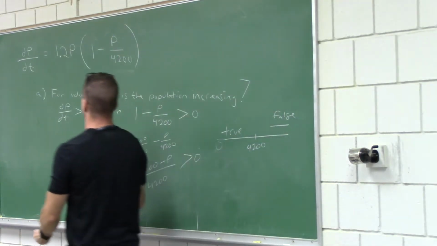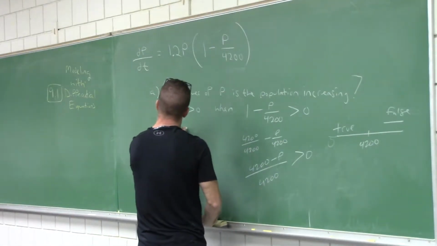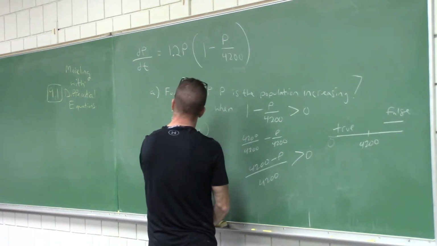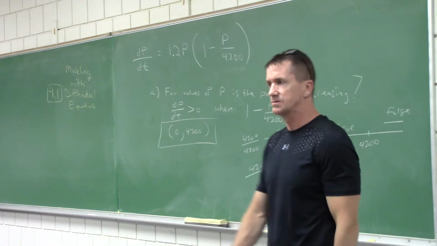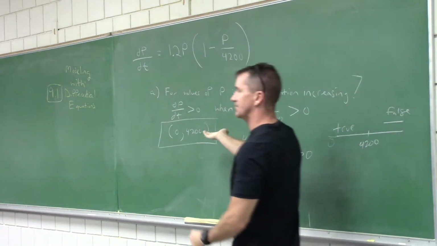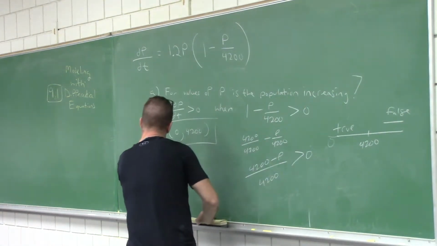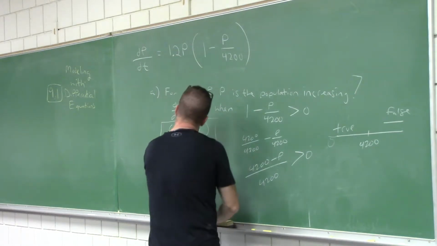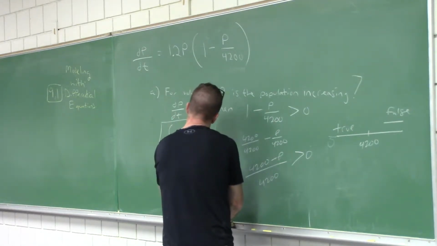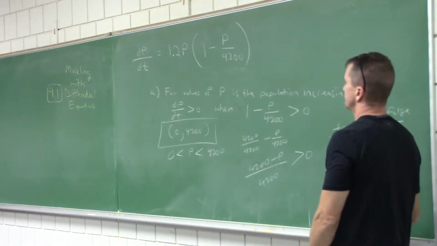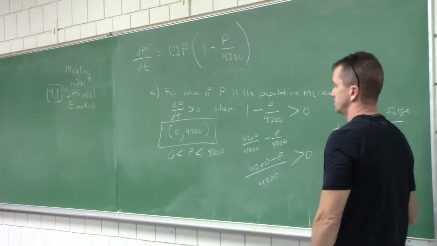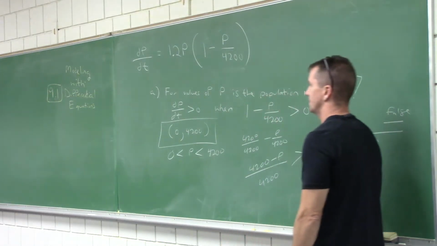I'm going to put this in interval notation, and I'll put a box around it. There you go. It's the interval 0 to 4,200. You don't have to write this in interval notation. If you want, you could say, when the population is greater than 0 but less than 4,200. You can write it like that too. So basically all real values between 0 and 4,200.